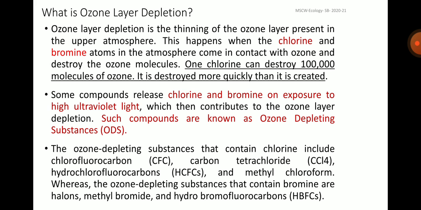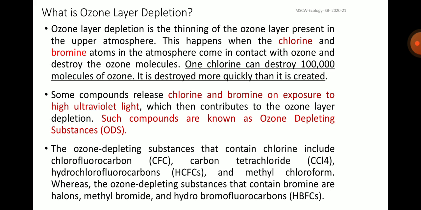So, once again in this particular PPT slide, you can know more about ozone layer depletion. Here, ozone layer depletion is nothing but the thinning of the ozone layer present in the upper atmosphere. It happens when the chlorine and bromine atoms in the atmosphere come in contact with ozone and destroy the ozone molecule. One chlorine molecule can destroy 1 lakh molecules of ozone, and it is destroyed more quickly than it is created.